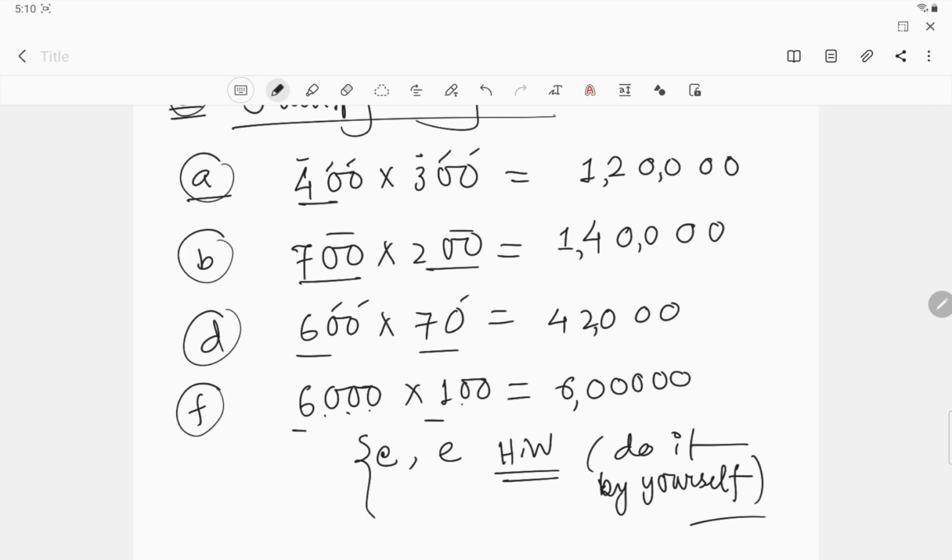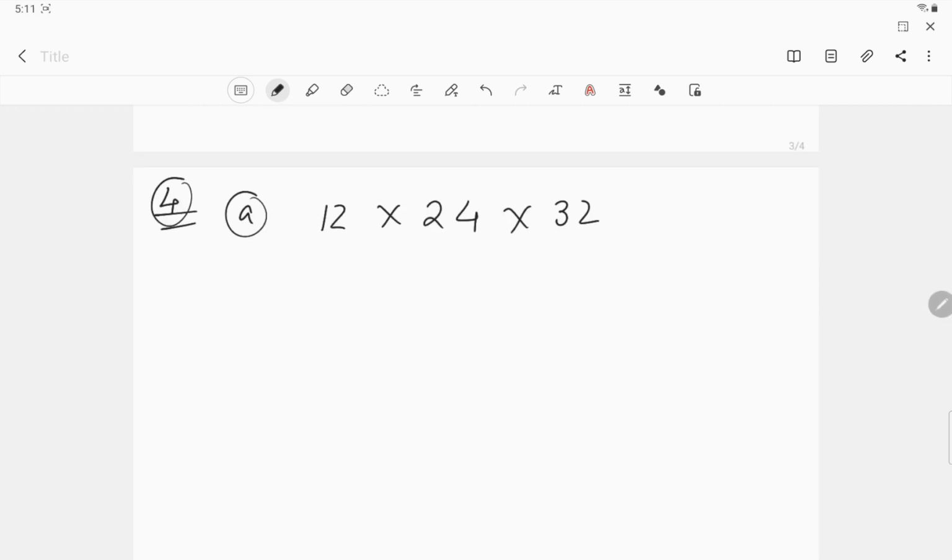In this portion, question number 3, CE is your home task, and please try to do it by yourself. It's a very easy problem. Now we are going to discuss question number 4, that is, find the product, and the product given is 12 into 24 into 32. There are three numbers, so you have to multiply the three numbers.